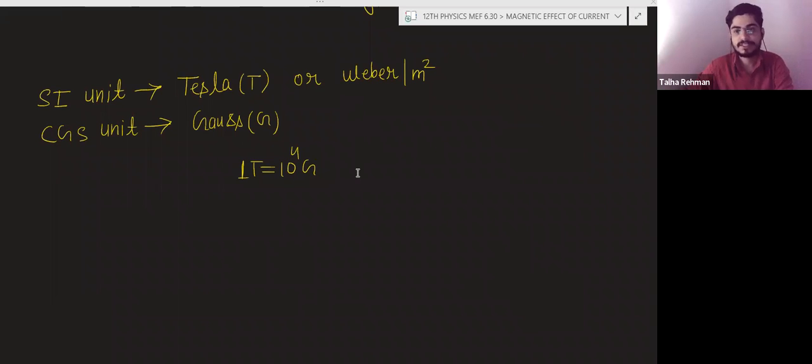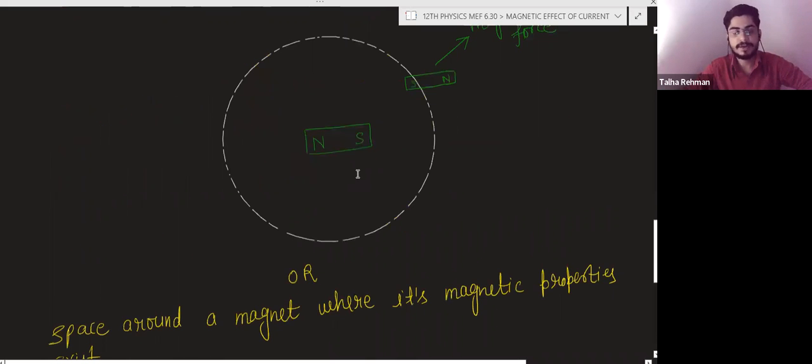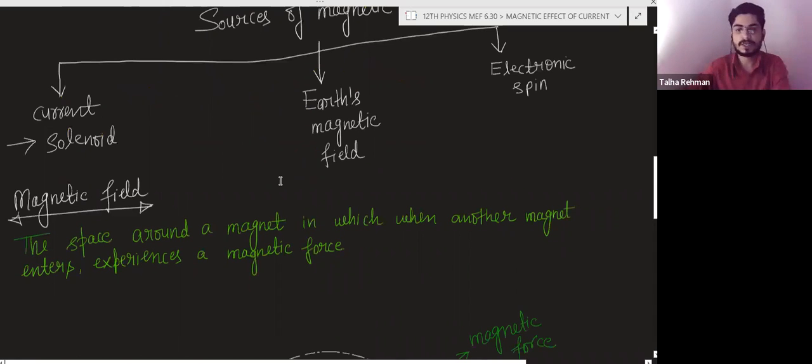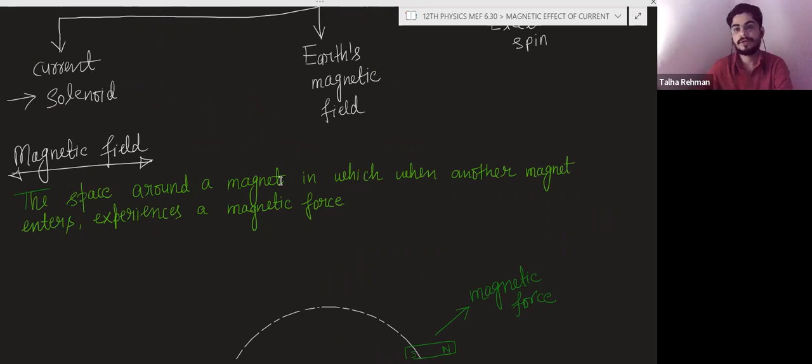So, I will discuss today what is Biot law. In the last class, I discussed what the magnetic field is and what its sources are. In today's class, we will discuss how we can calculate the magnetic field.